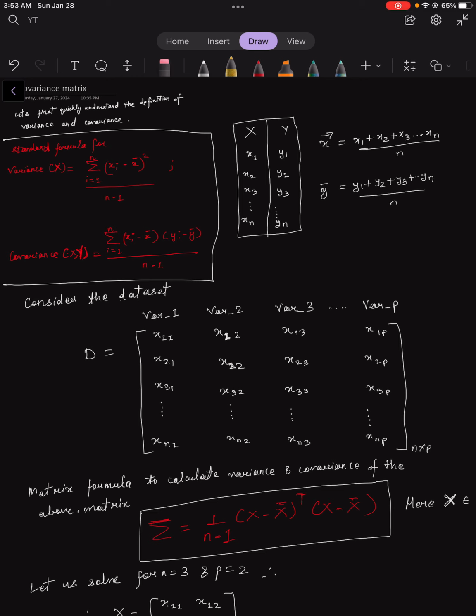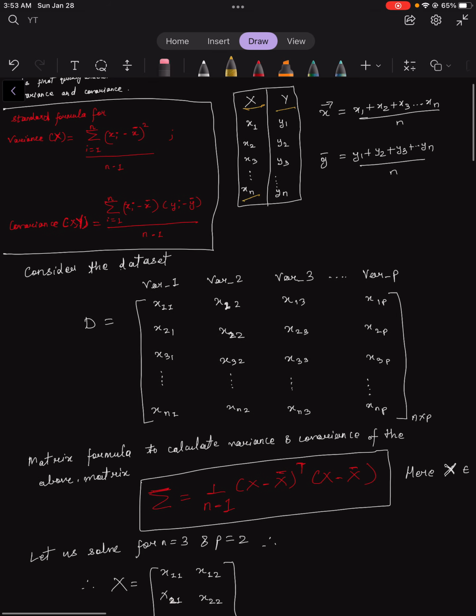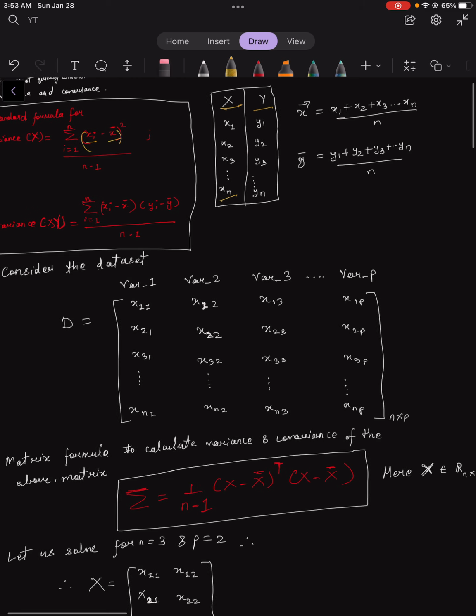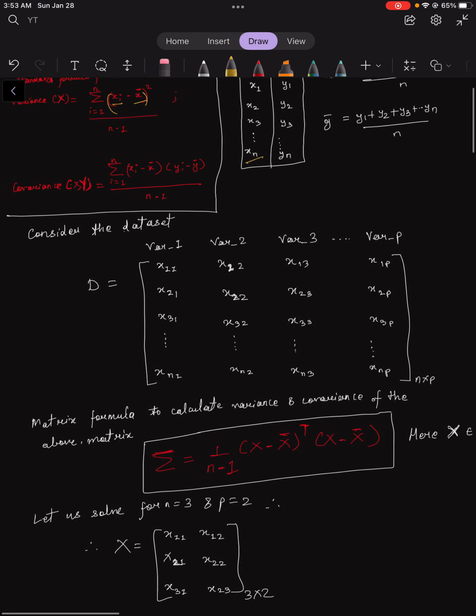Before starting the topic, let us quickly go through the formula to calculate the variance and covariance. Suppose we have two variables x and y, each with n observations, then the variance is calculated by the summation of (xi minus x bar) the whole squared, from i equal to 1 till n, divided by n minus 1. What is x bar here? X bar is nothing but the average of the observations of the x variable, that is (x1 plus x2 till xn) the whole divided by n.